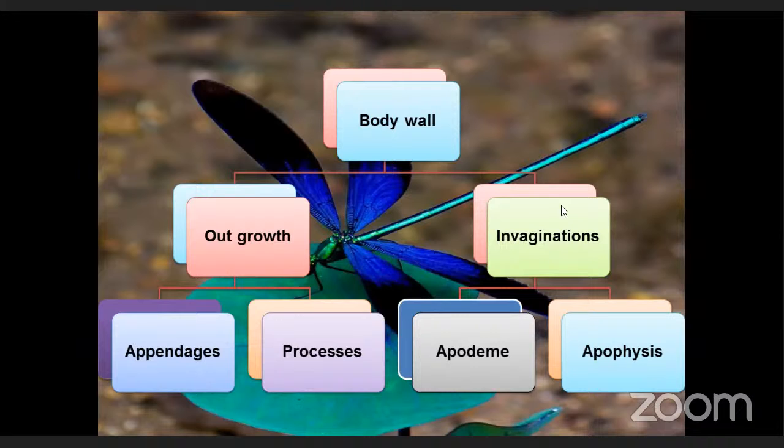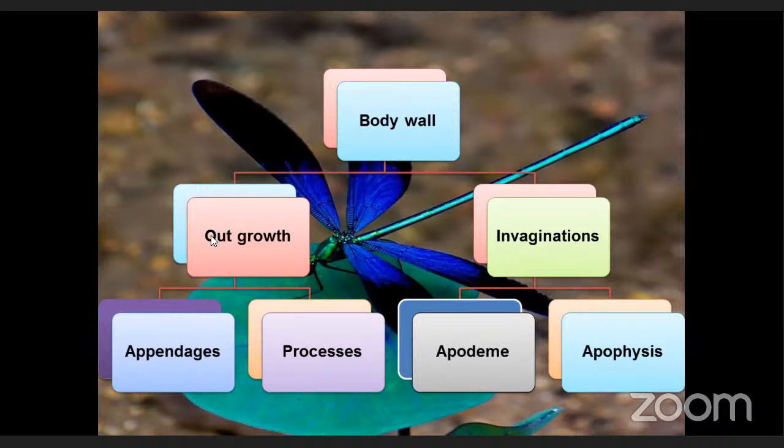Similarly, cuticular invaginations consist of 2 types: apodeme and apophysis. Cuticular appendages consist of 2 types: setae or macrotrichia, and spurs. Cuticular processes consist of 2 types: microtrichia and spines. First we will discuss these cuticular outgrowths.